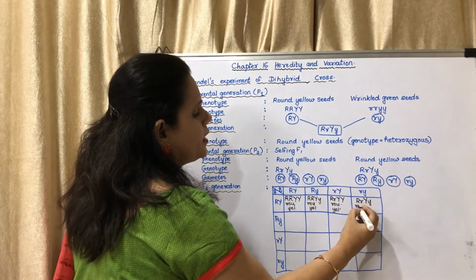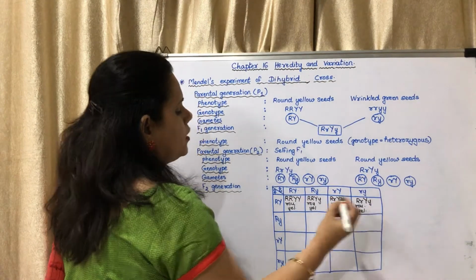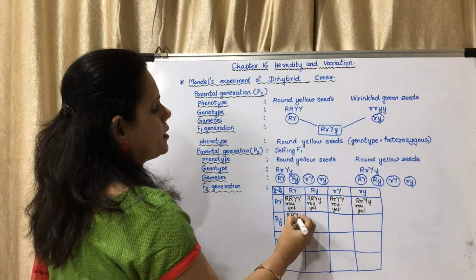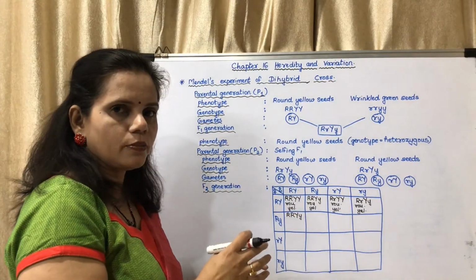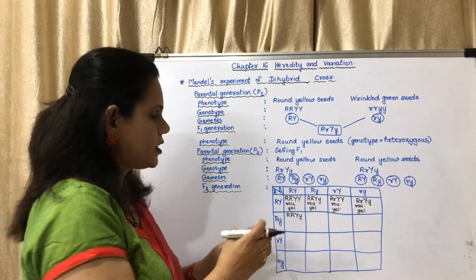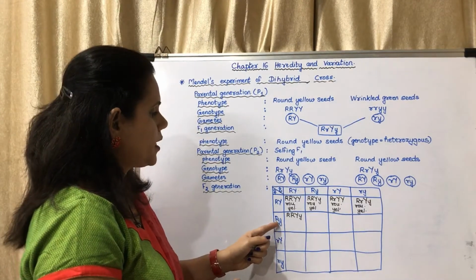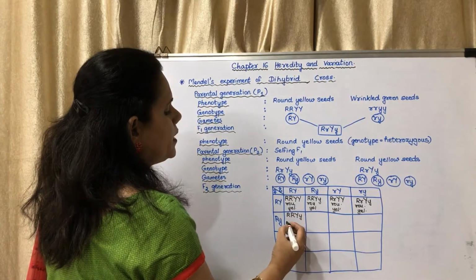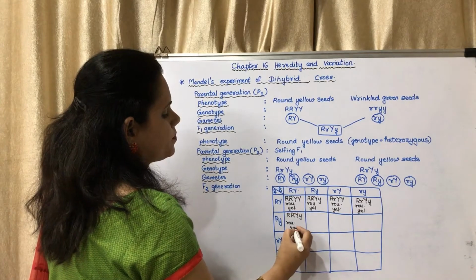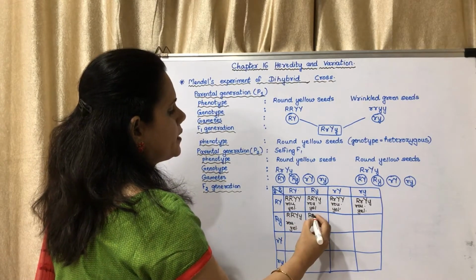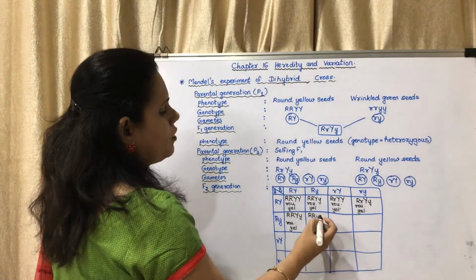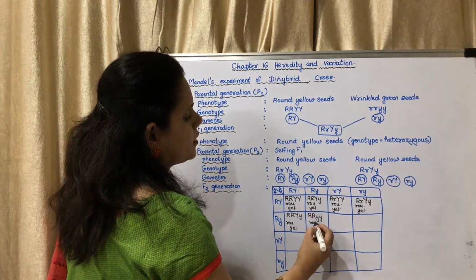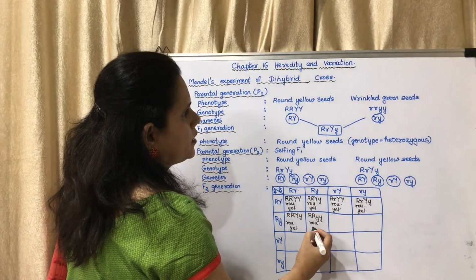This also will be round yellow. These two will be capital R, capital Y, small y. Now the arrangement could be different also. You can shuffle the genes, but the genes should be there either here or here. You cannot put any other gene. So this will be round yellow. Now this will be capital R, small y, because this is small y, here also it is small y. So this will be round green.